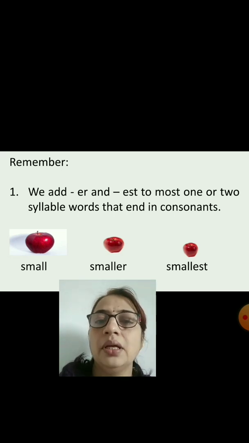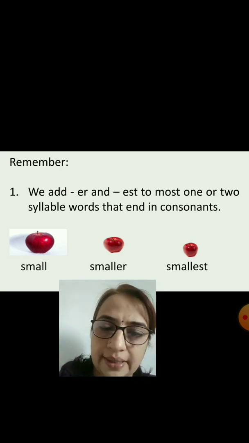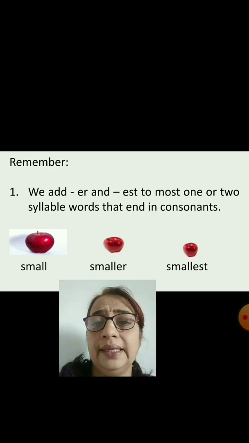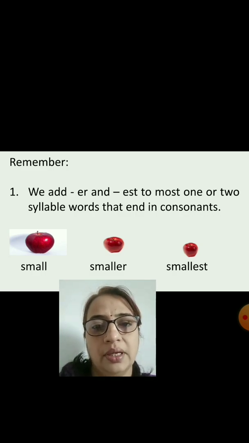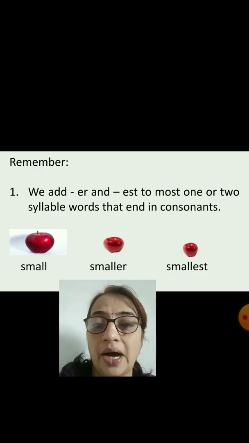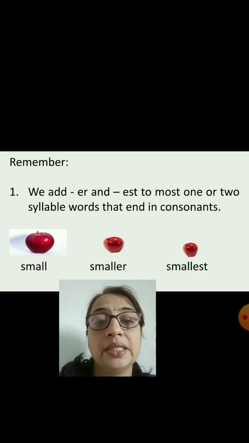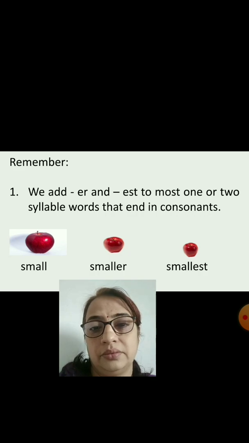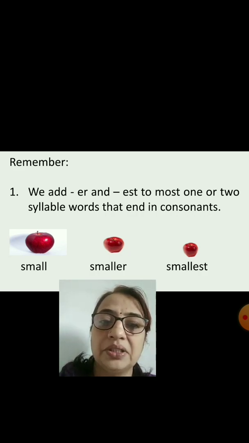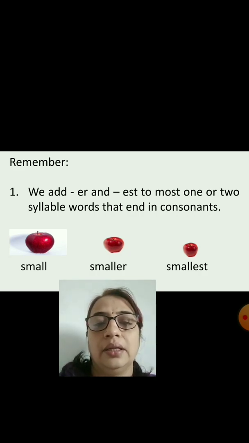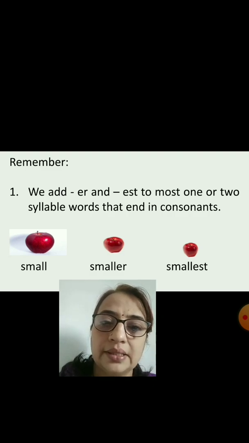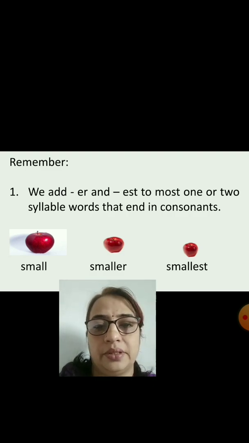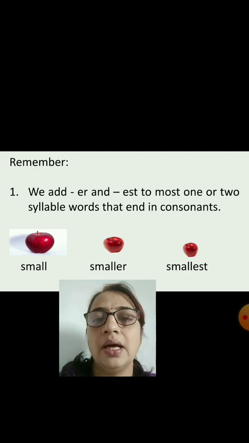For example, small, smaller, smallest. Here we are comparing the size of the apple. In the first picture, the apple is small. When we are comparing this apple with the another apple, we found that the another apple is smaller than the first one. Right? And the third picture is smallest. The third apple in the picture is the smallest among all apples.